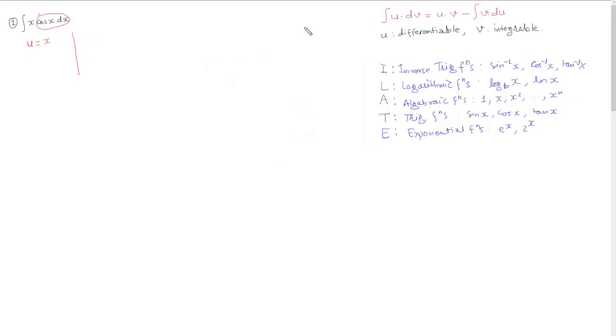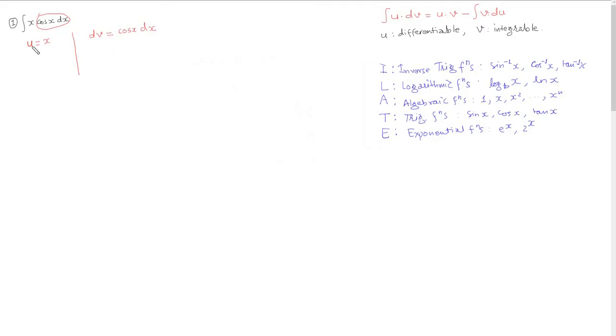So this integral is of the form integration u times dv. dv is considered to be the rest of the thing except u, which is dv equals cos x dx. All right, so now let us differentiate u equals x, since we need to figure out du, and also we need to figure out v. dv is already there, so we need to figure out v from this expression.